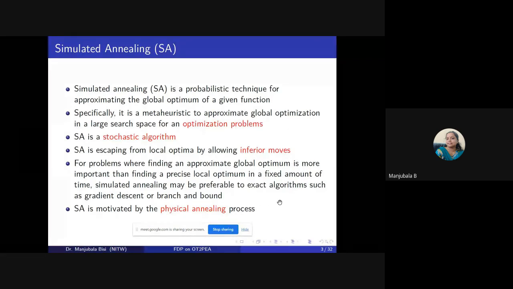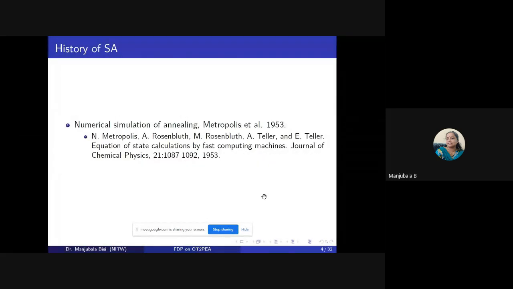What type of problems can we apply the simulated annealing algorithm to? For the problems where finding an approximate global optimum is more important than finding a precise local optimum, but in a fixed amount of time. In that scenario, simulated annealing may be preferable to find the solution. Generally, this algorithm is motivated by the physical annealing process that you have studied in physics at school level. So we will see how this physical annealing is mapped as an optimization problem through the simulated annealing algorithm.